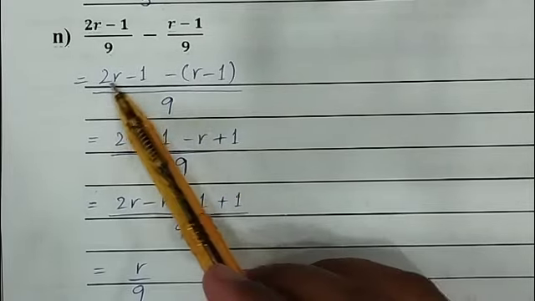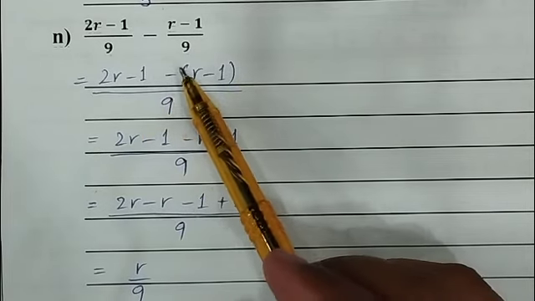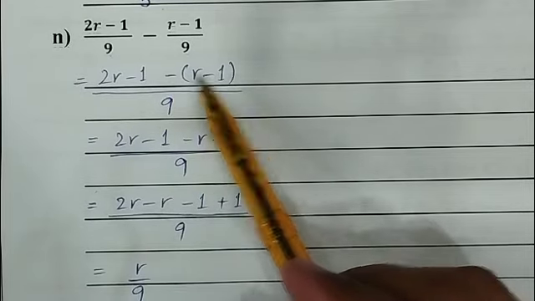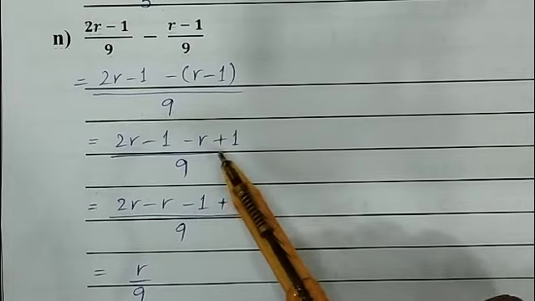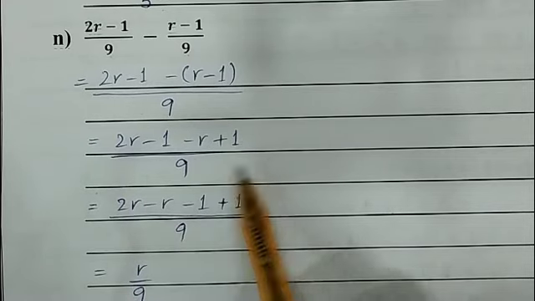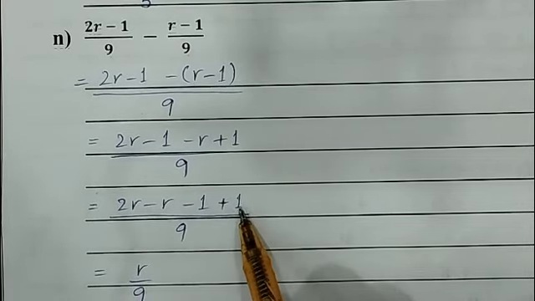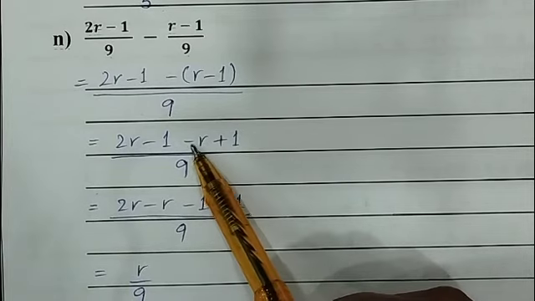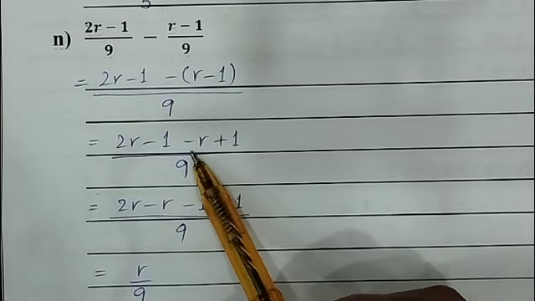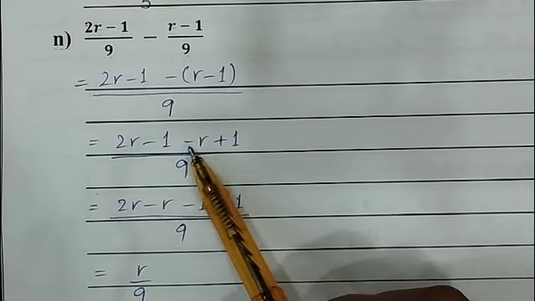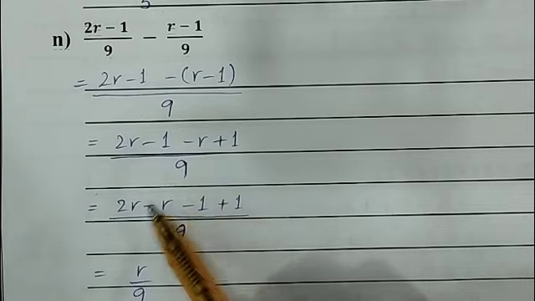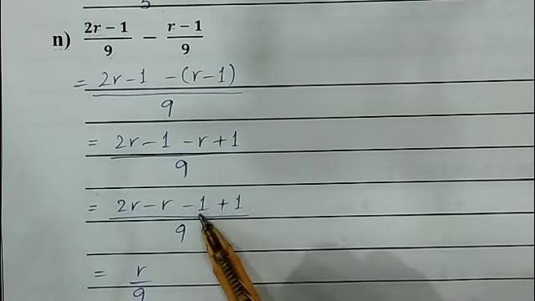So I have written 2r minus 1 as it is. Now solving the second part, multiply this minus which is outside the bracket with the inside terms. So minus r, and minus minus is plus, so plus 1. Now arrange the variable terms first and then the constant terms. So 2r minus r minus 1 plus 1. As you are seeing, I have moved the sign with the variable. So you should also move the sign with the term. As there is a minus sign with r, I have moved it, and there is a minus sign with 1, so I have moved it as well.